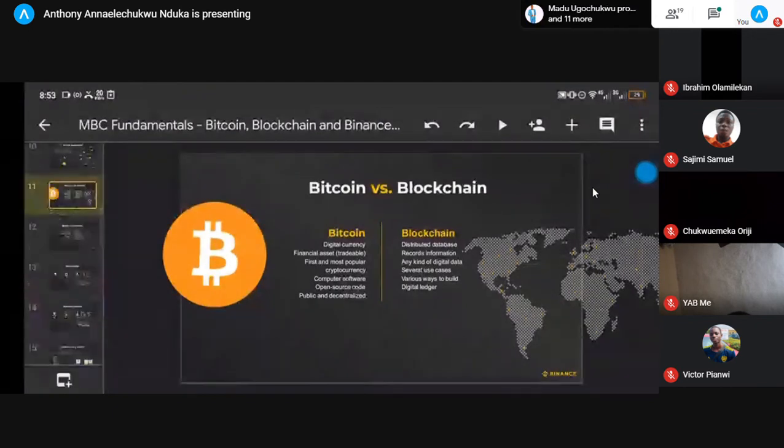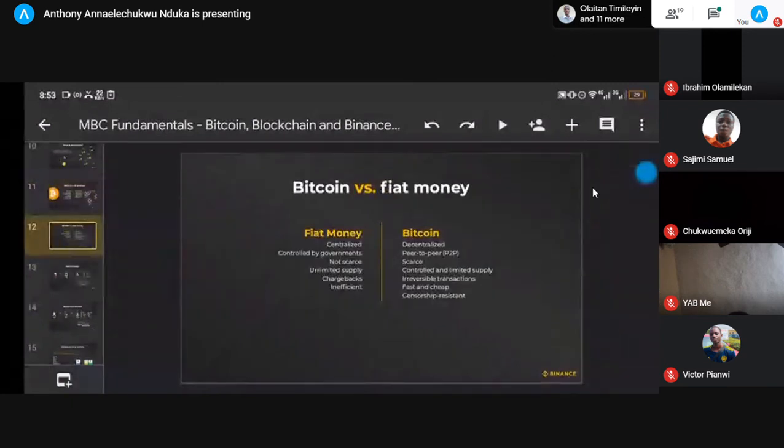So let's move to our next slide, which is Bitcoin versus fiat money.